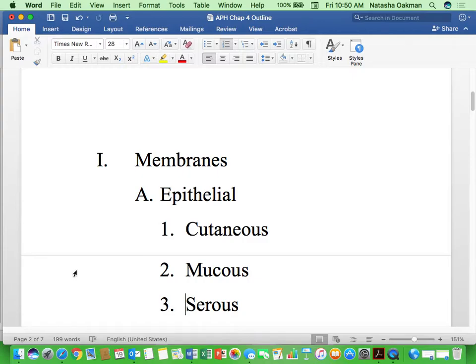Visceral has to do with the body organs, so this is the one that is indirectly in contact with the body organs. And the layer that's lining the body cavity is the parietal layer.